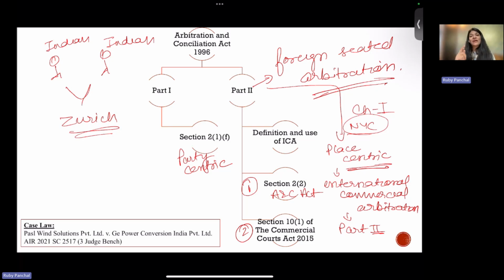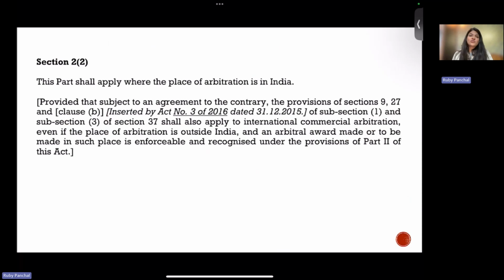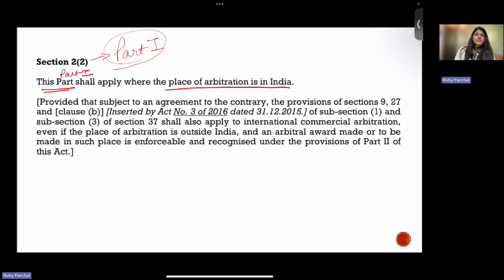So now it becomes essential for us to define international commercial arbitration. And now the question arises, are we defining it as per Section 2(1)(f), or do we need to give it a new definition? So let's see what Section 2, subsection 2 says. Firstly, this section lies in Part 1. It says this part, which is Part 1, shall apply where the place of arbitration is in India. A very straightforward provision saying Part 1 would apply to arbitrations in India.